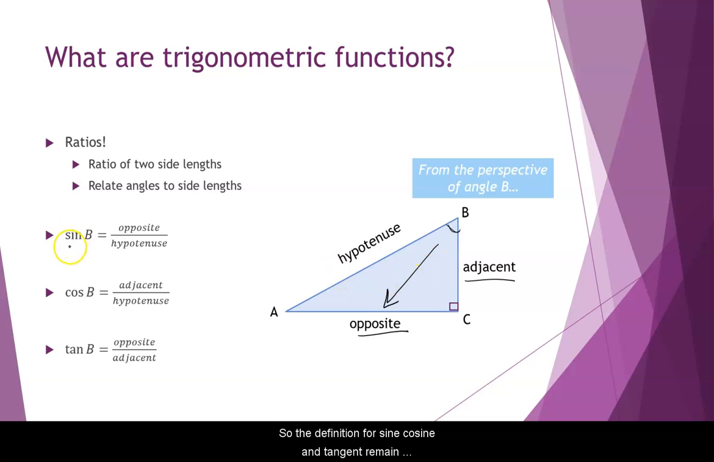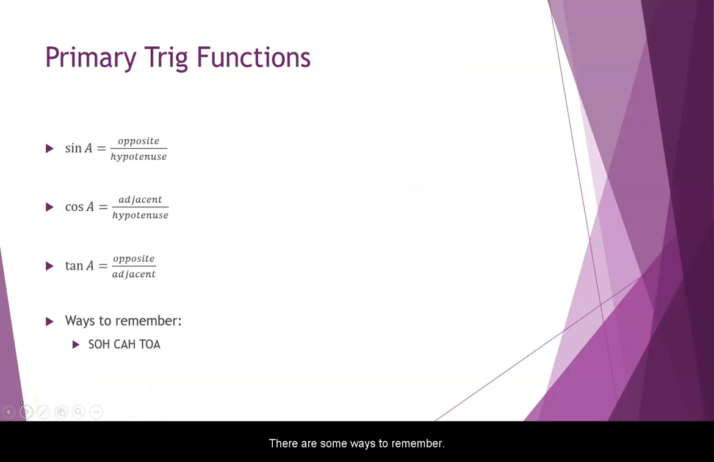So the definitions for sine, cosine, and tangent remain the same: opposite over hypotenuse, adjacent over hypotenuse, and opposite divided by adjacent. There are some ways to remember. The most common one is to remember SOH CAH TOA. So what this stands for is sine of some angle is the opposite divided by the hypotenuse. Cosine is the adjacent divided by the hypotenuse, and tangent is the opposite divided by the adjacent.